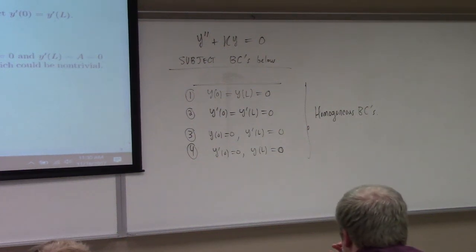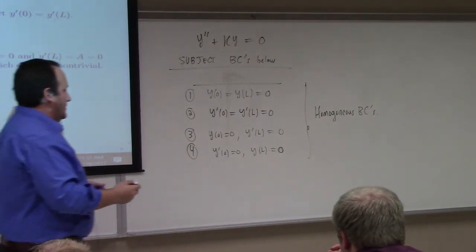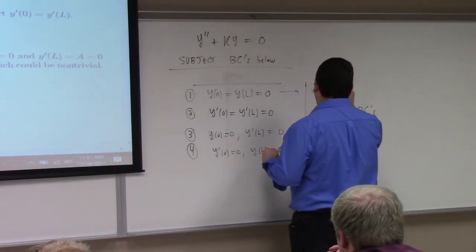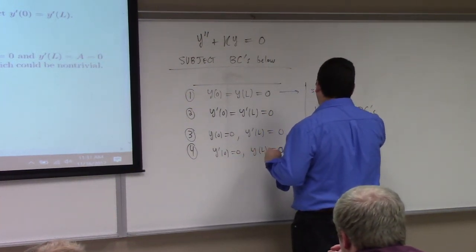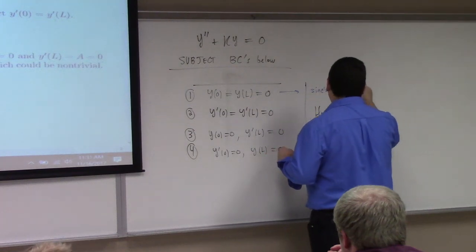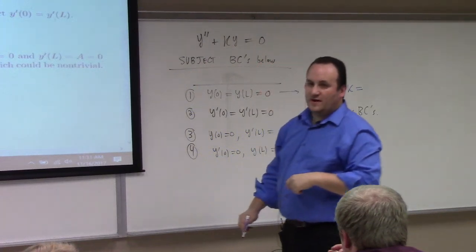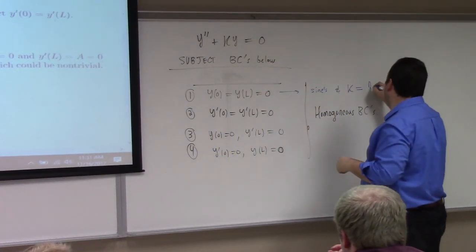My point to you so far is that in case 1, we just get sines. And k is equal to what? We figured out that k was equal to n squared pi squared over L squared.